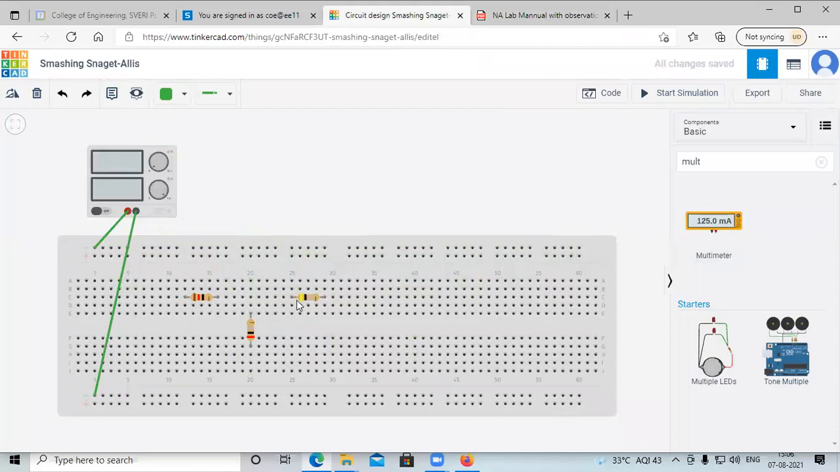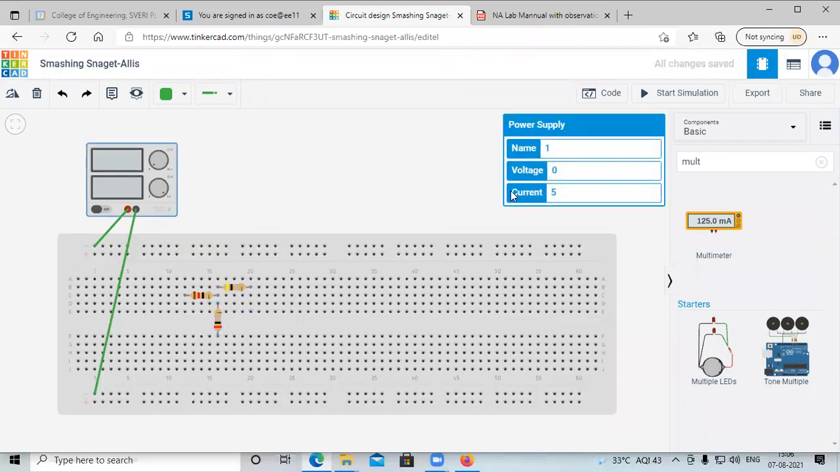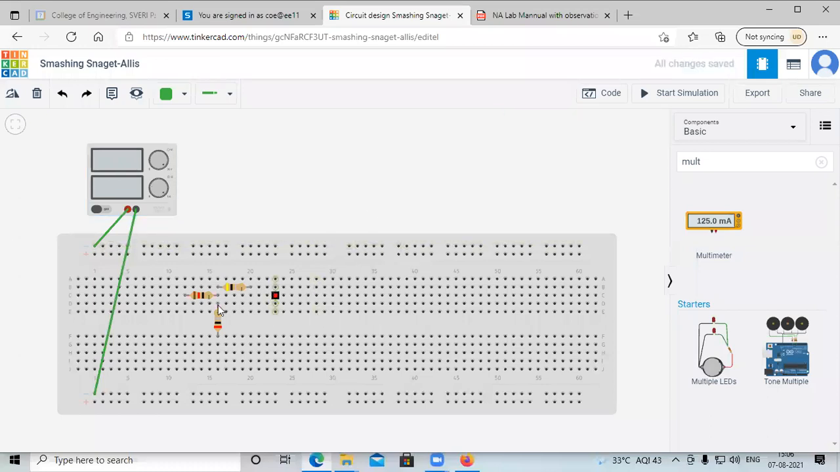Okay, see, first of all, set the value of the resistor. Set the value of resistor. Voltage source, the voltage we have applied here is 50 volt. Then 50 volt, and select the current, which is also 15 ampere.